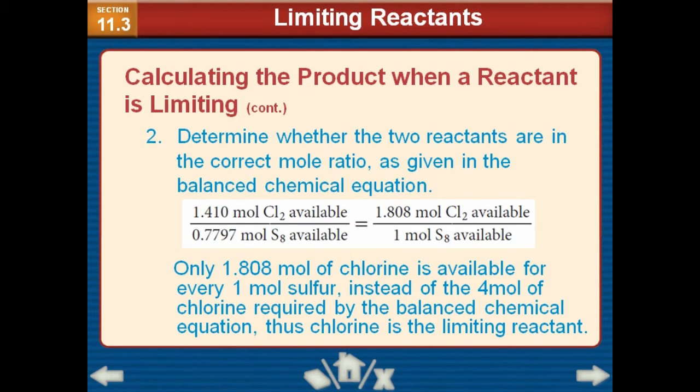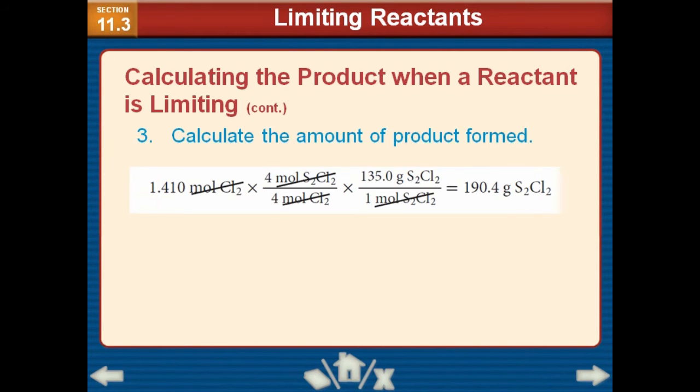Only 1.808 moles of chlorine is available for every 1 mole of sulfur, instead of the 4 moles of chlorine required by the balanced chemical equation. Thus, chlorine is the limiting reactant. Calculate the amount of product formed based on chlorine.